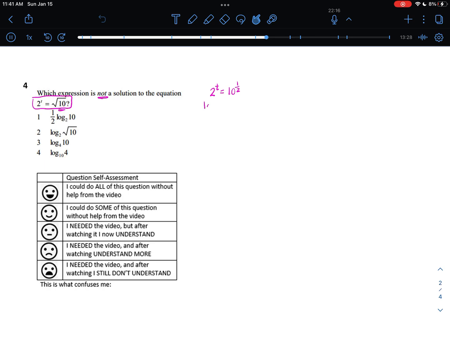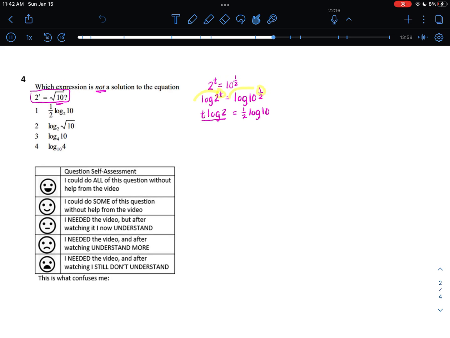Then I'm going to take the log of both sides. So I have log of 2 to the t power equals log of 10 to the 1/2 power. And then I'm going to use my power rule to bring those exponents down to the front. So I have t log to the base 10 of 2 equals 1/2 log to the base 10 of 10. I'm going to divide both sides by log to the base 10 of 2. These two are going to cancel out.